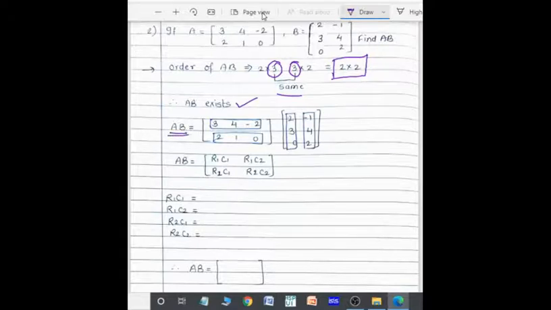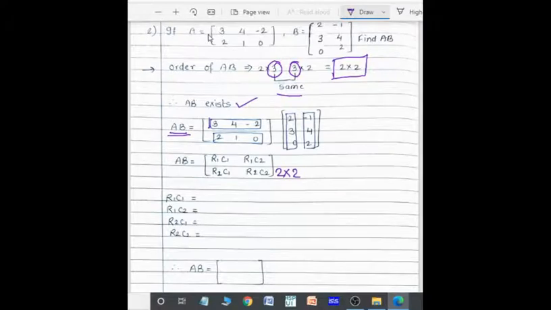Again, we need to write down matrix A into matrix B. After writing, just mark the rows of the first matrix and the columns of the second matrix so that we can solve it. And as we know, the new matrix is of order 2 by 2. Write down its elements R1C1, R1C2, R2C1, R2C2. Find it out. For R1C1, we are going to multiply each element of row 1 and column 1.